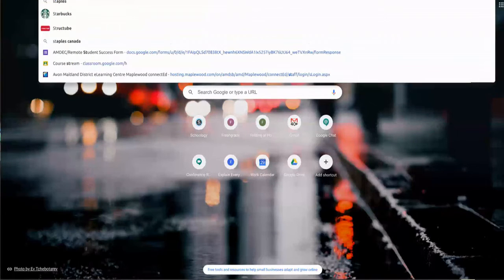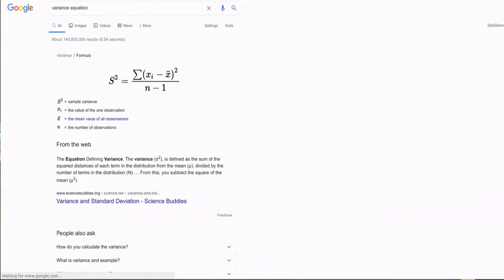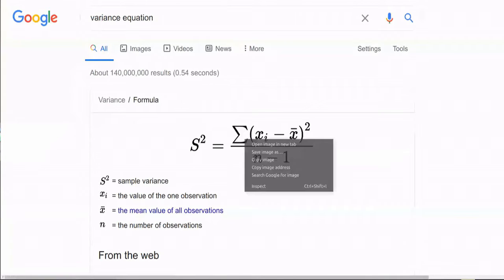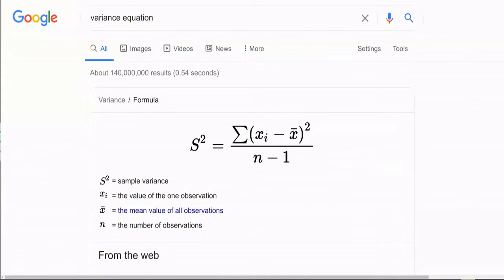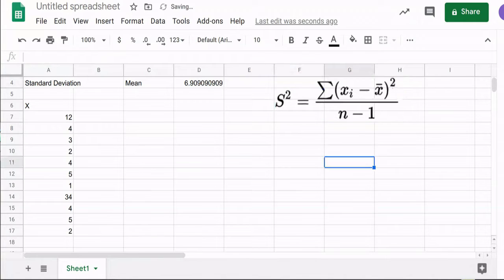No, our variance. So our variance equation looks something like this. Sigma x squared is equal to this, right? Now I'm just going to paste that in here for later. So what that means is we're going to take our x value and subtract our mean value.